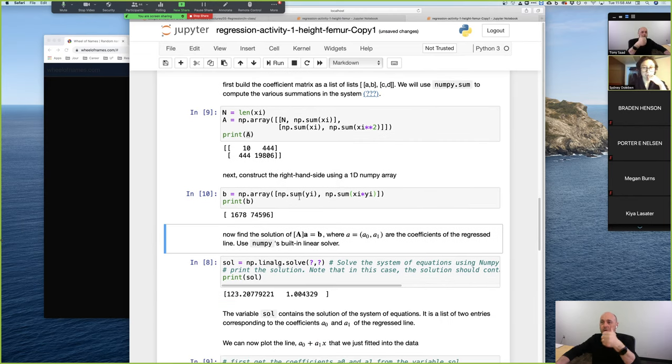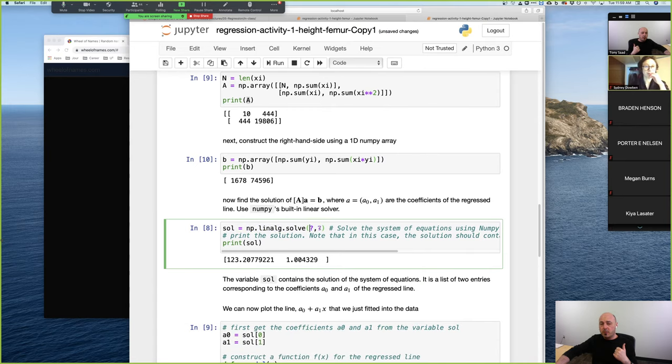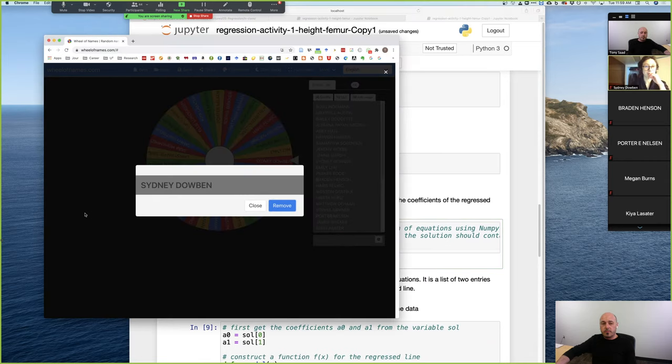Now, once you have the coefficient matrix and the right-hand side, you have enough information to solve the system of equations for the unknowns. Our unknowns here are what? a0 and a1, and they're gonna be returned to us in that order. So now we're gonna use NumPy linalg.solve. We used this before. Take a moment to think about what we wanna put in over here to get the solution.